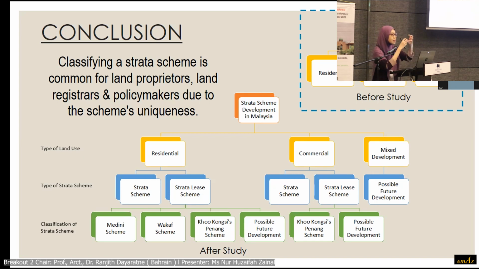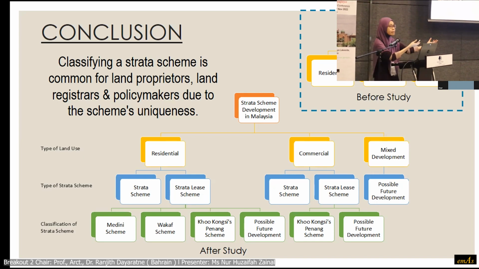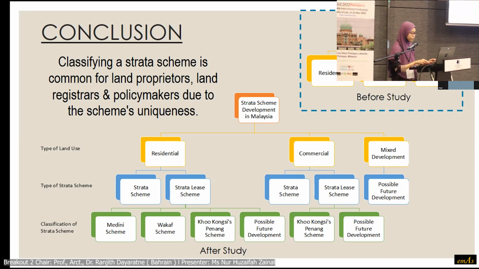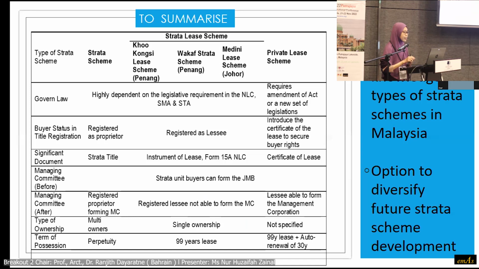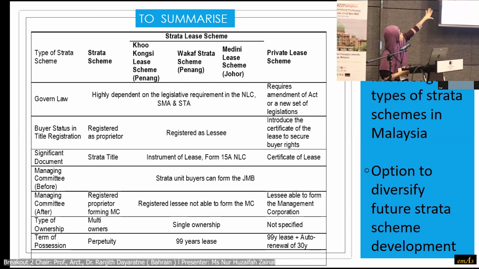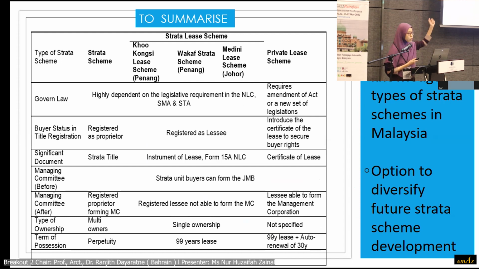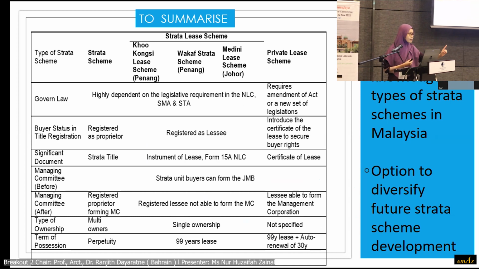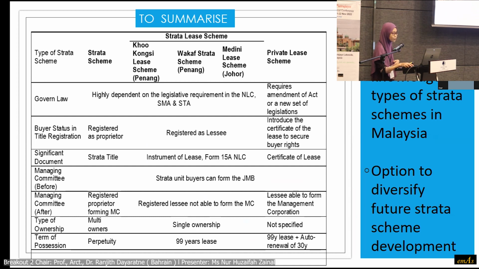The intention of developing this land has made it unique in its development. And for that, I summarize this to put the differences between the schemes in terms of regulation and research, which I already explained in our presentation earlier. So there is new knowledge found, which means that there is not one strata type, there are several types of strata scheme development. Okay, thank you.